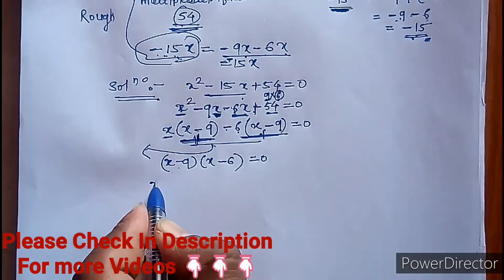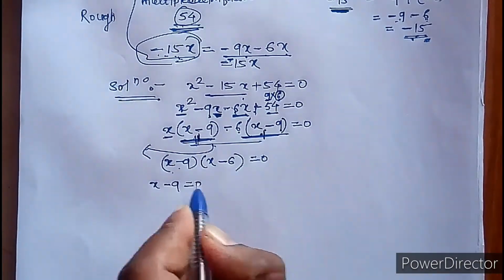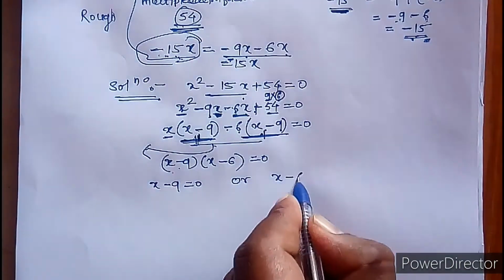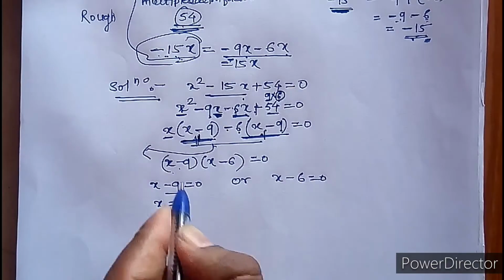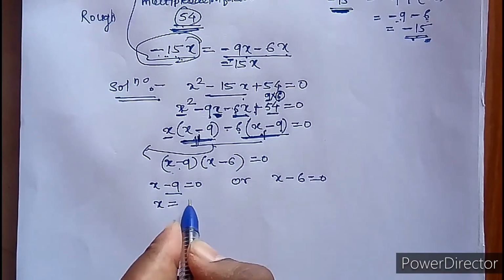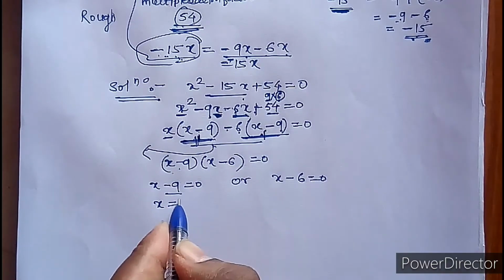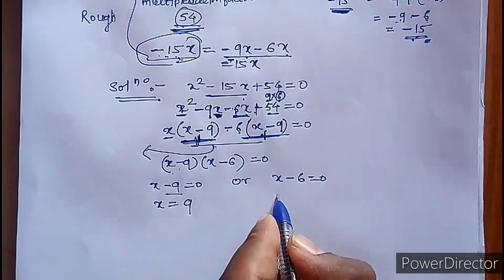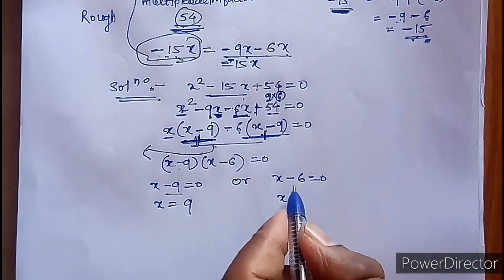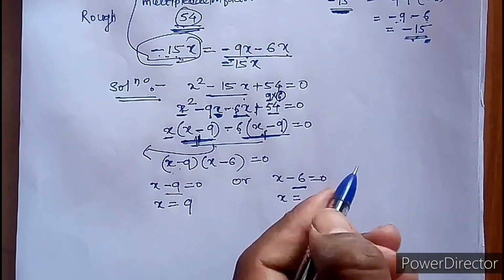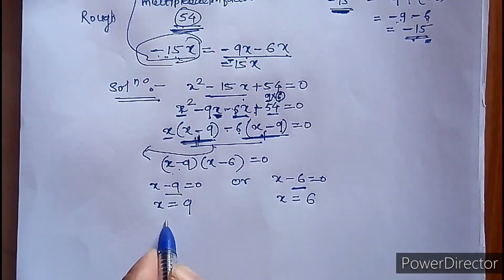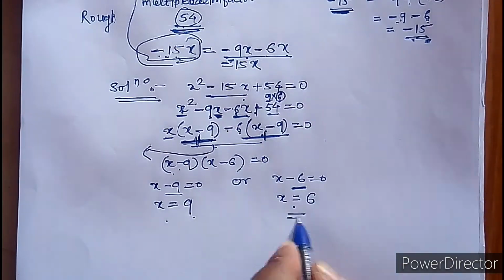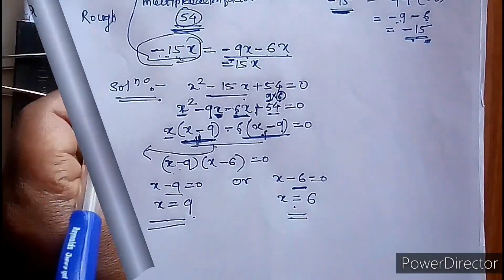It means that either x minus 9 equals to 0 or x minus 6 equals to 0. It means x equals to 9, since minus 9 on shifting to the right hand side becomes plus 9, and x equals to 6, since minus 6 on change of side becomes plus. Here we get two values of x, that is x equals to 9 or x equals to 6. Hence the problem is solved.